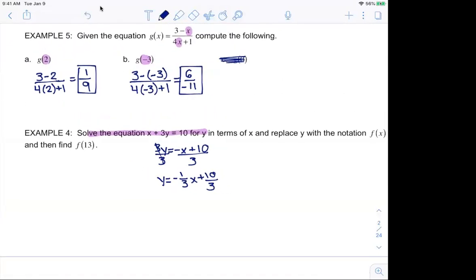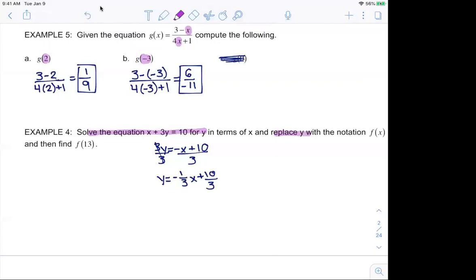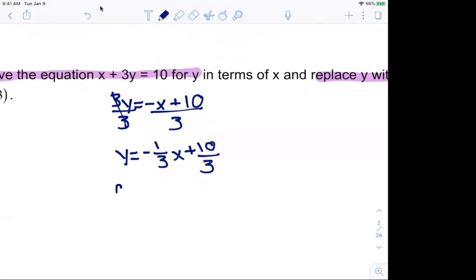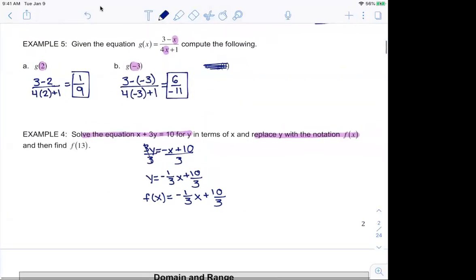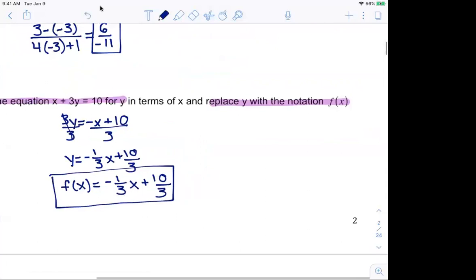And it says replace y with the notation f of x. So we're going to replace y with f of x. The equation doesn't change, just the y. We're changing the format to function notation. So that's part of the answer. That's our function notation. Now it says find f of 13. So the second step is to find f of 13. So we're going to plug in 13 for x and solve.